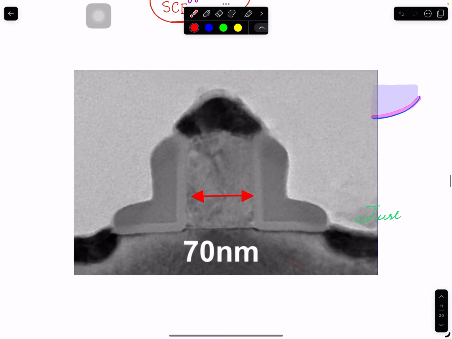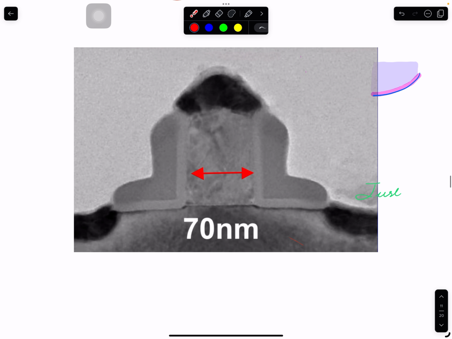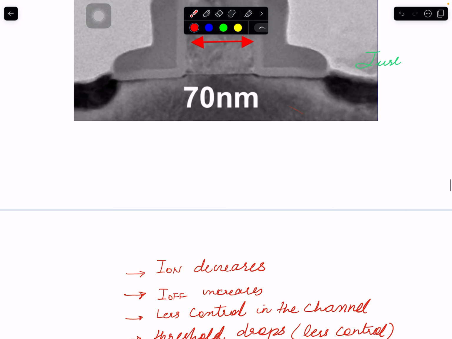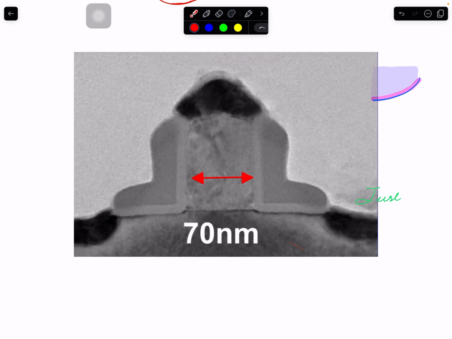So what is this? Let me explain here. That's the same transistor. So let me explain what's happening here with the short channel. So your channel length is here. Your diffusion is this.